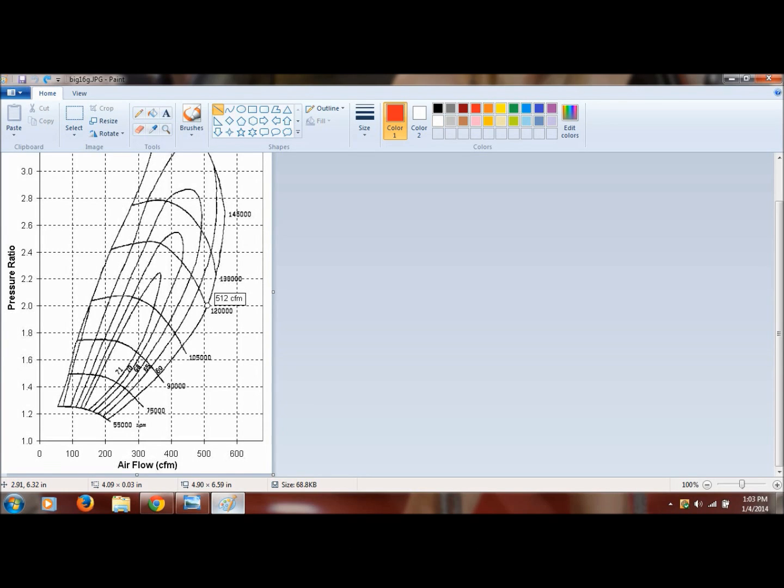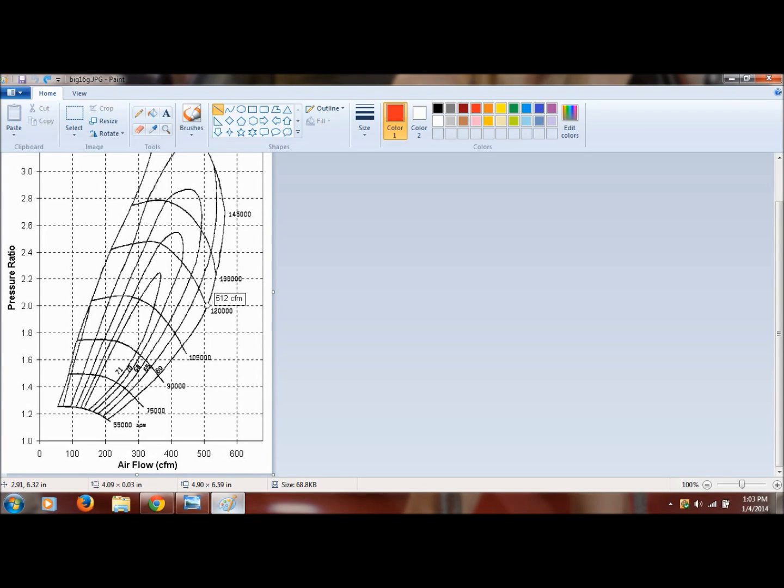So we look at the map for the Big 16G, and we notice it can flow up to 550 CFM, or roughly 38.5 pounds per minute. Remember I said that each pound per minute can support 10 horsepower? So if we take 38.5 and multiply it by 10, we get 385. So we now know that this turbo is capable of flowing enough air to support 385 horsepower at the flywheel.